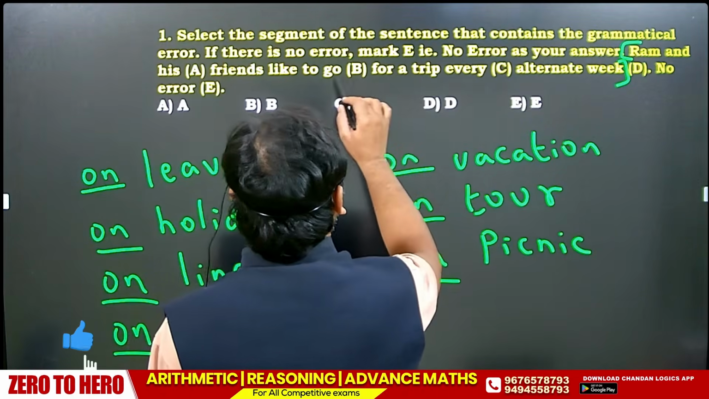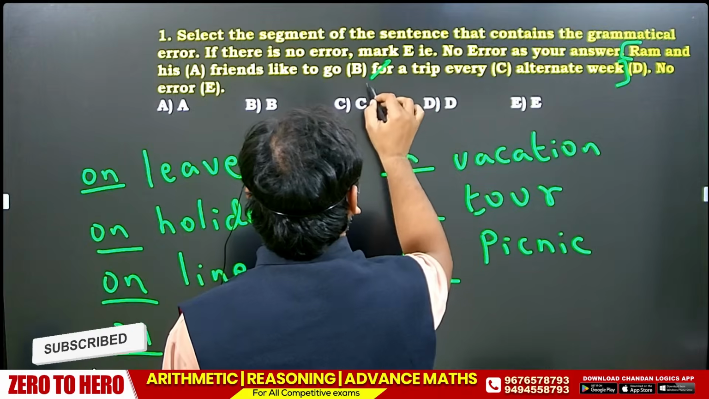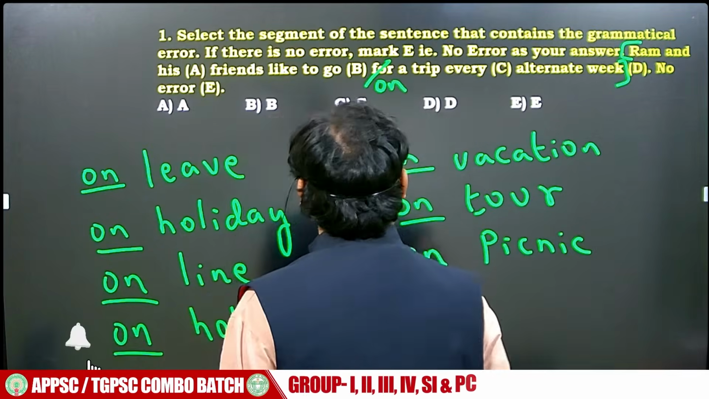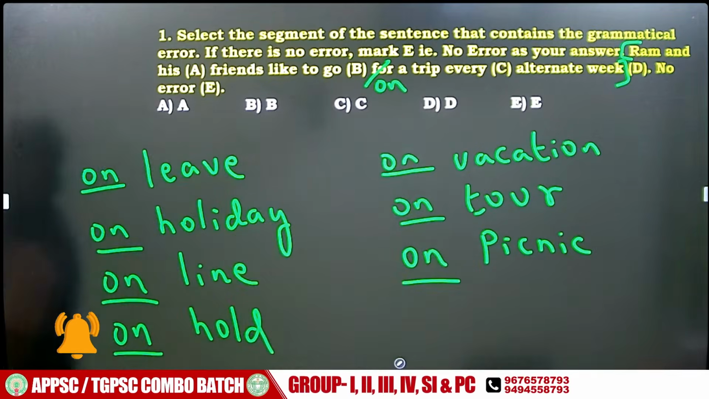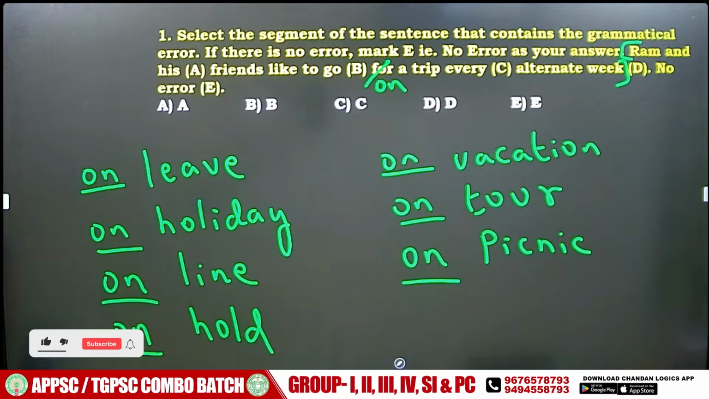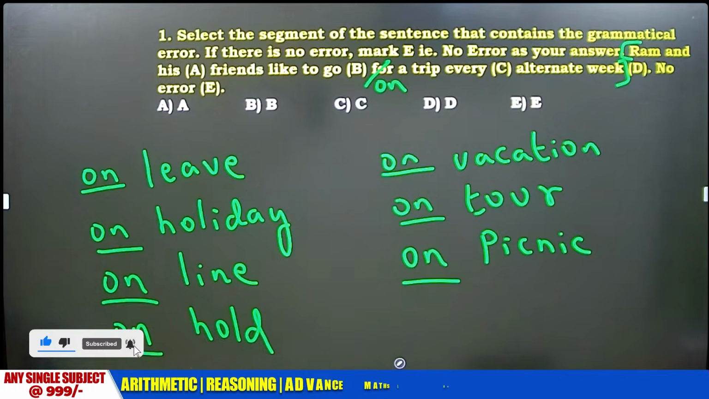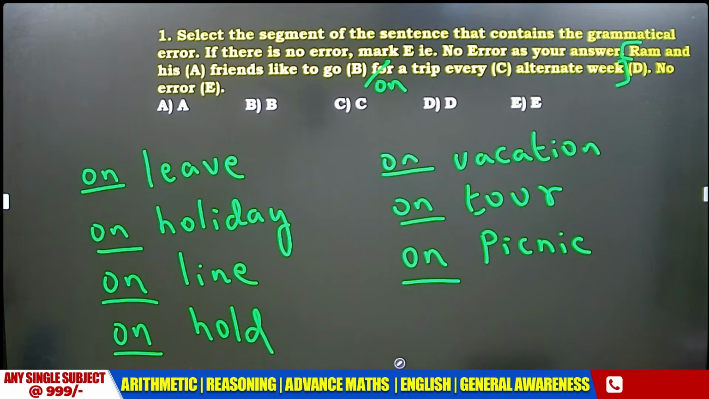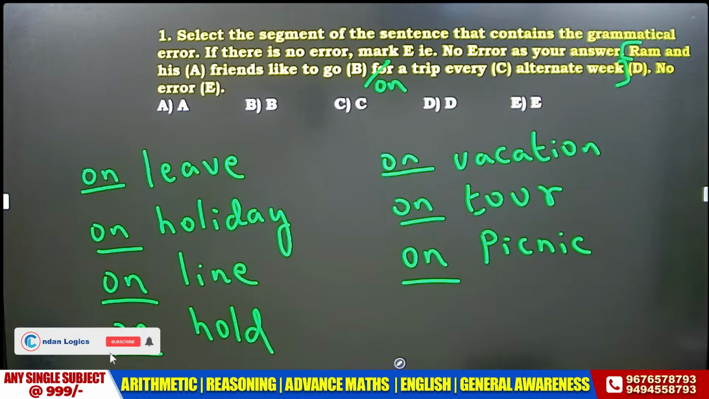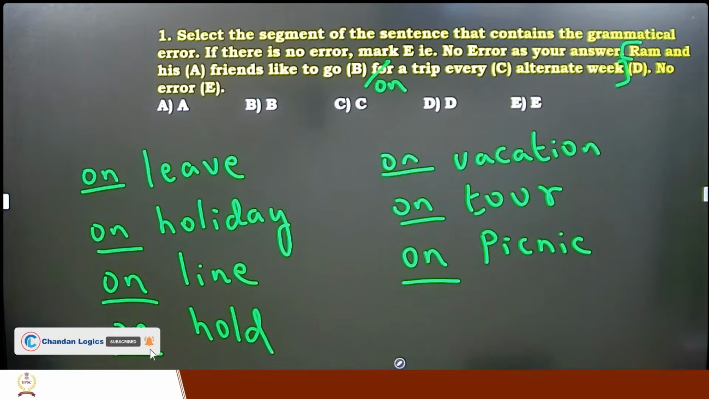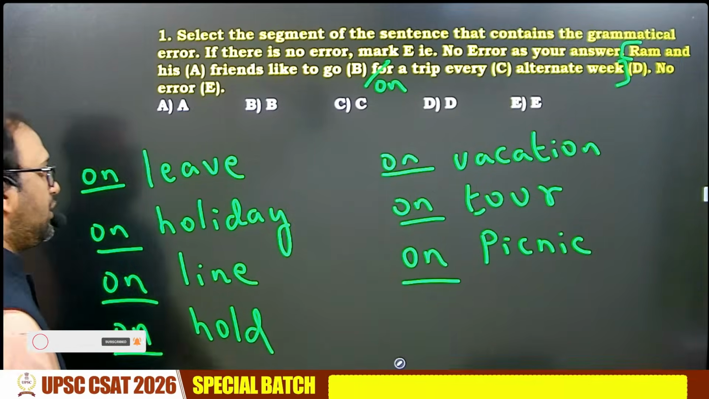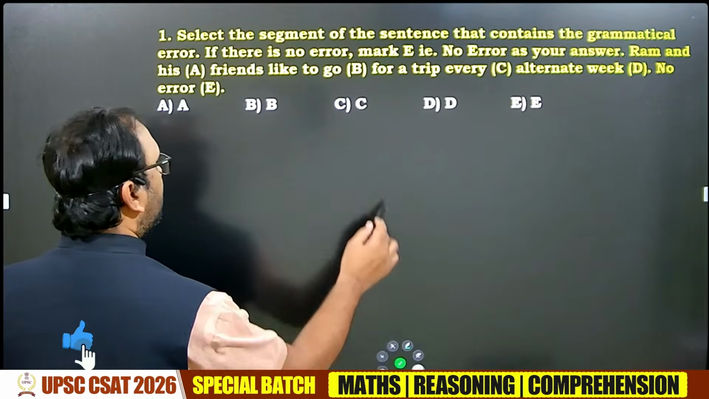So you don't say go for a trip. You say go on a trip. It's a direct question from the topic prepositions, my dear friends. A direct question on the topic prepositions. Go on a trip. Go on a tour. I hope you got it clear.